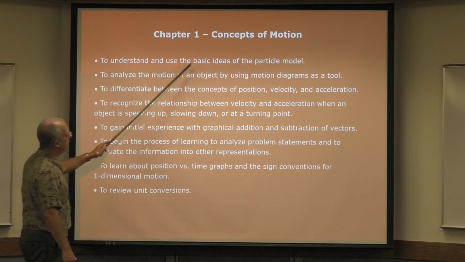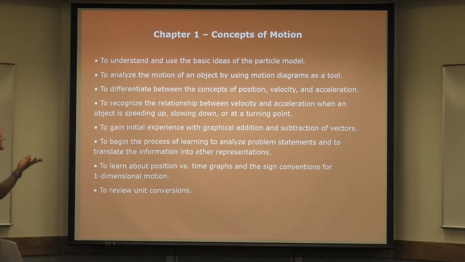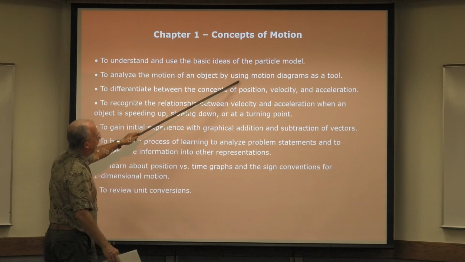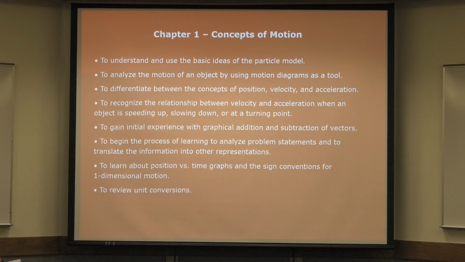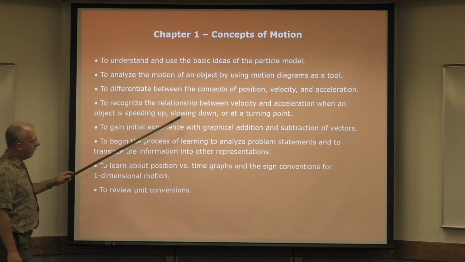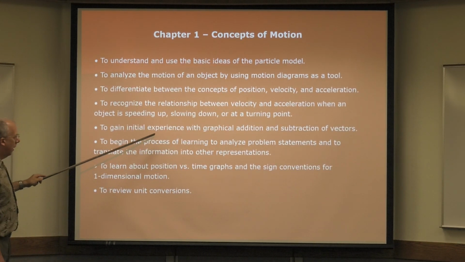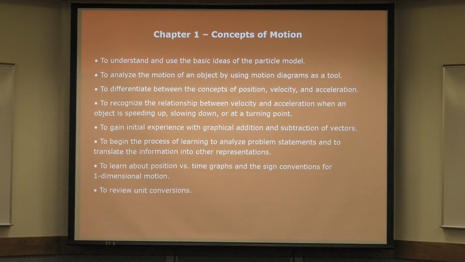Understand the basic ideas of the particle model. We just assume everything's a particle. Simple, just a position. It's not an extended object, just a simple particle. It has a mass, no size. We talked about motion diagrams, a tool to help you figure out what's going on. We learned about position, velocity, and acceleration. We recognized the relationship between velocity and acceleration when an object is speeding up, slowing down, or at a turning point. We learned how to add and subtract vectors, problem-solving statements, position versus time graphs, and unit conversions.